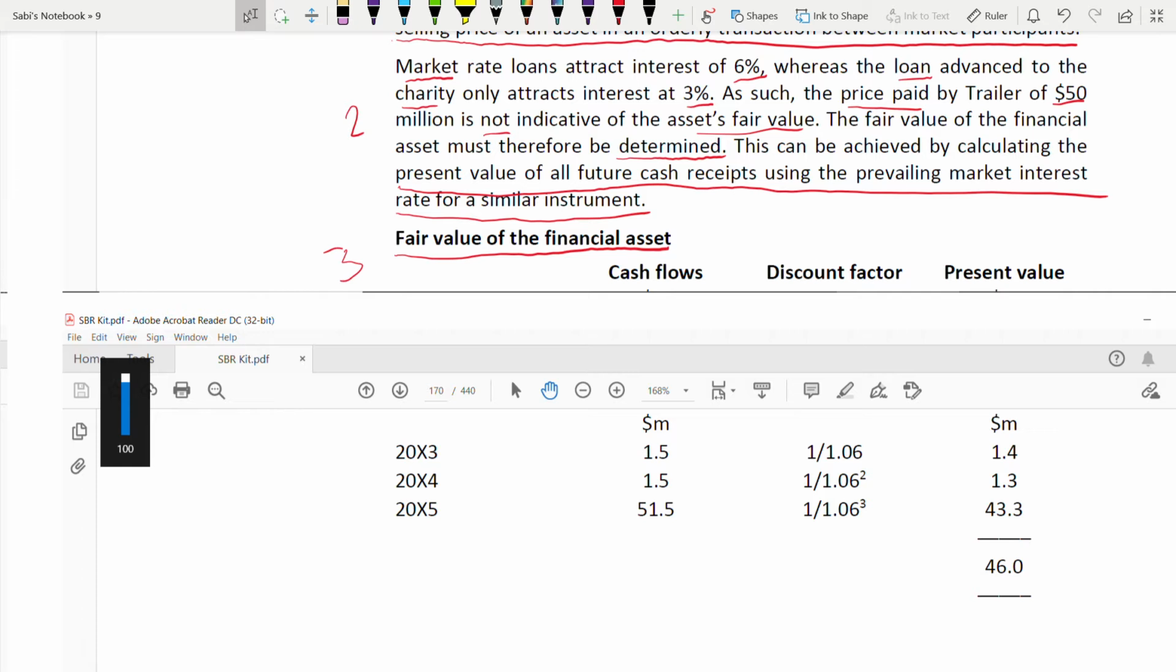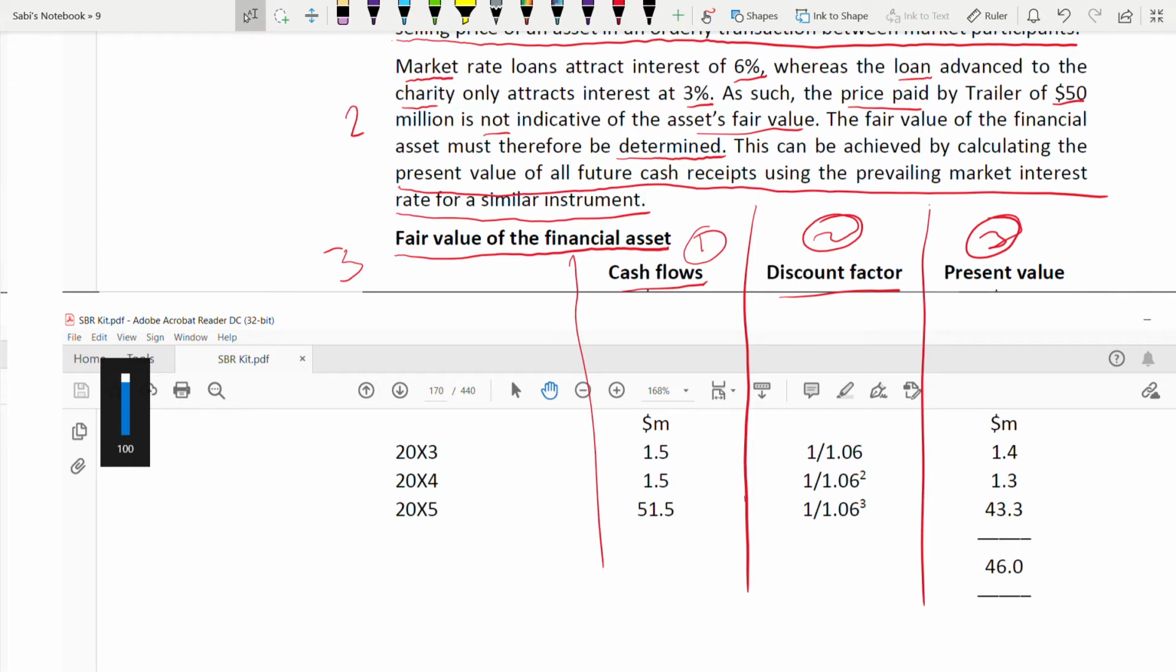So when you are finding the fair value of a financial asset, we know it is the present value. When we have to find the present value, always follow this column. It will help you. Number one is cash flow, two is discount factor, three is present value. Follow this column whenever you have to find the present value of cash flow.